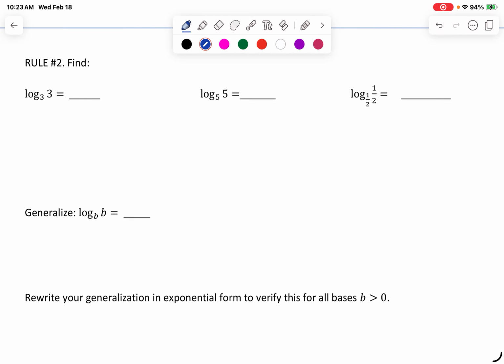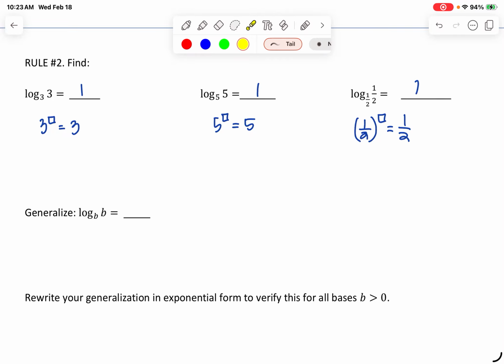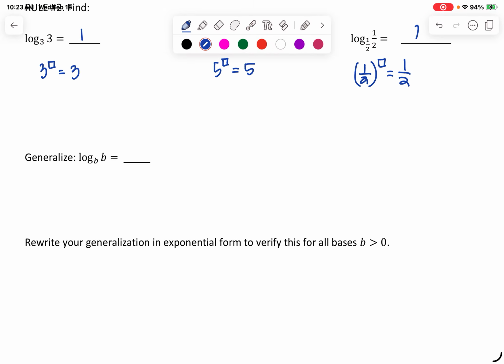Okay. Let's go ahead and look at the next one. We're going to evaluate these 3. Notice a pattern, generalize. This is asking us 3 to what power gives us 3. This is asking us 5 to what power gives us 5. And this is asking us 1/2 to what power gives us 1/2. Those are all 1. So what you should notice is that the base and the argument match. When your base and your argument match, that's equivalent to 1. So log base b of b is equal to 1.